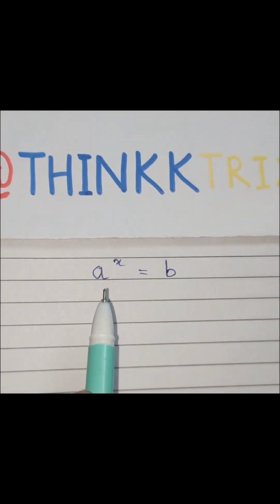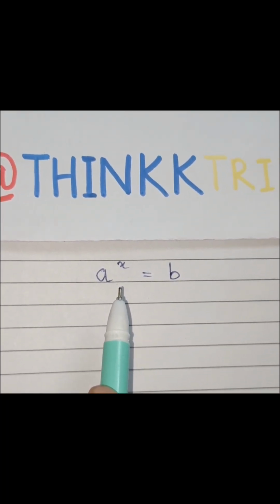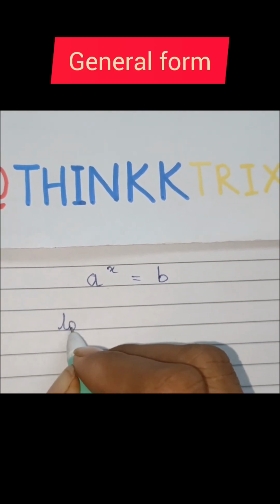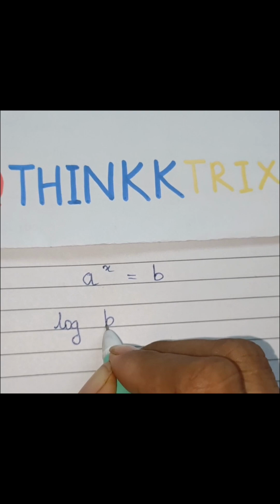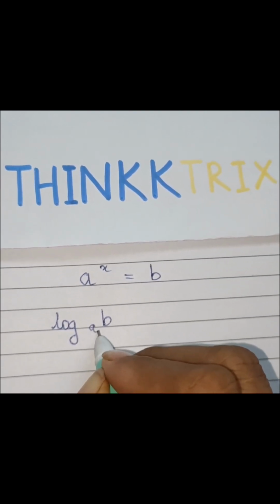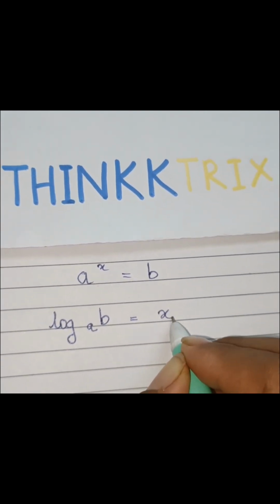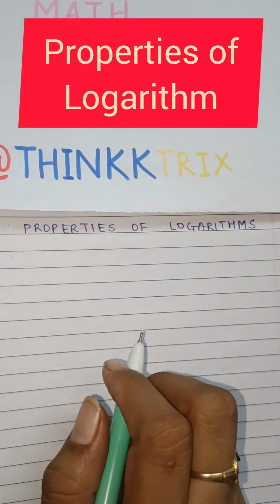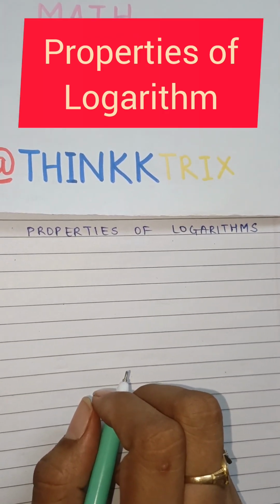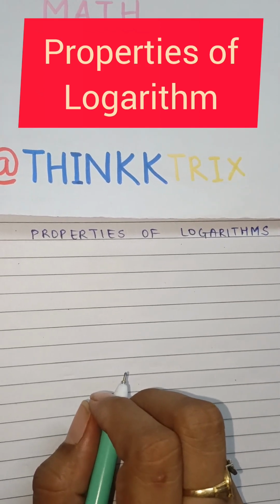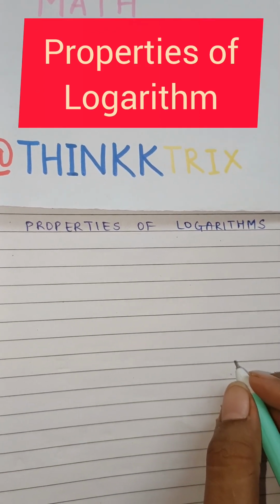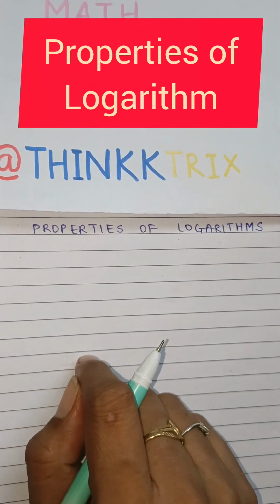If you have a statement in exponential form, you can write it in logarithm form as follows. Log of B to the base of A will give you the power, that is x. Logarithms are a kind of mathematical statements used to express exponentials. They help us in solving long mathematical questions related to multiplication and division. Let us see some of the properties of logarithms.